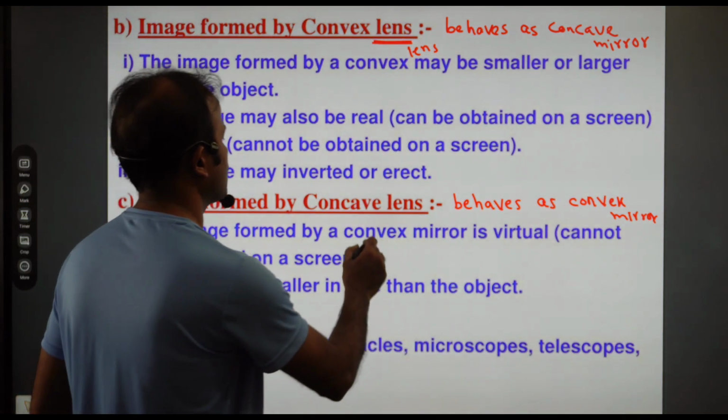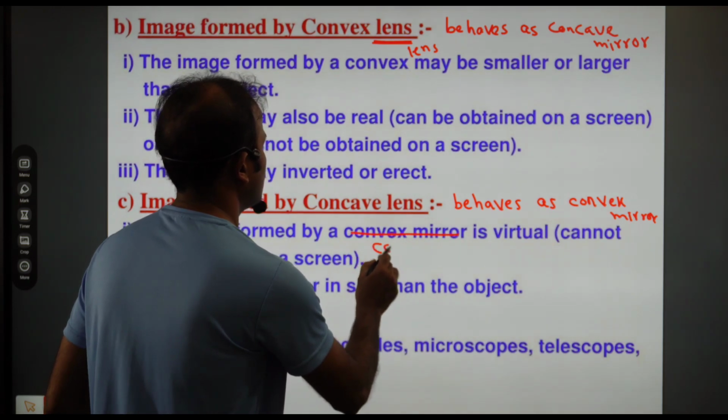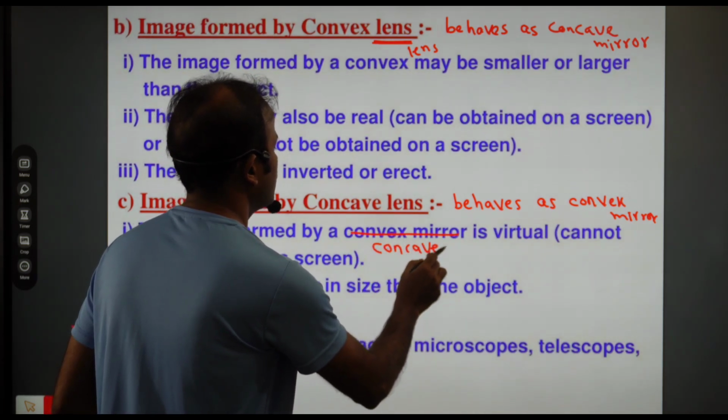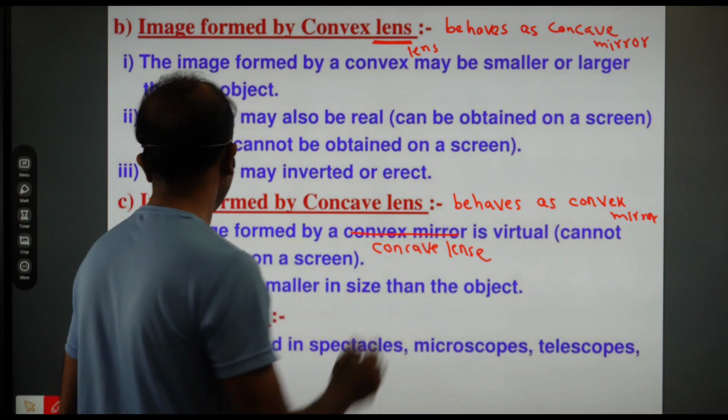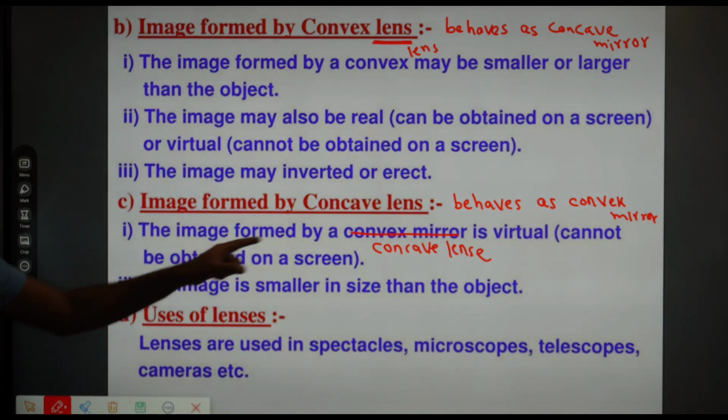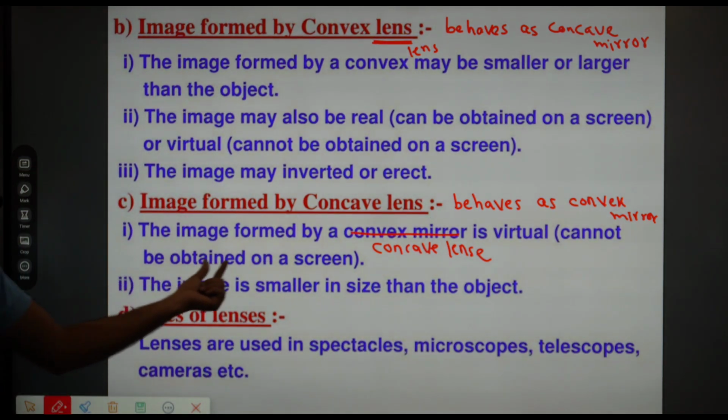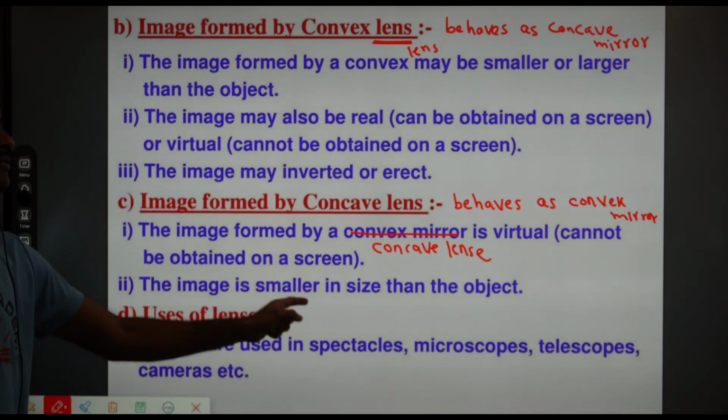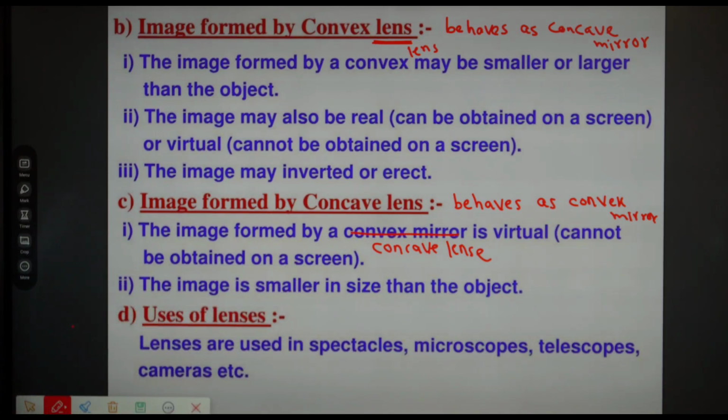So here you have to use the concave lens. The image formed by the concave lens is virtual and cannot be obtained on a screen. The image is smaller in size than the object.